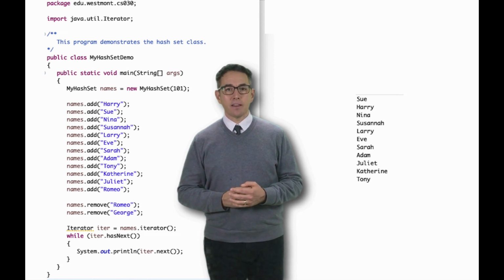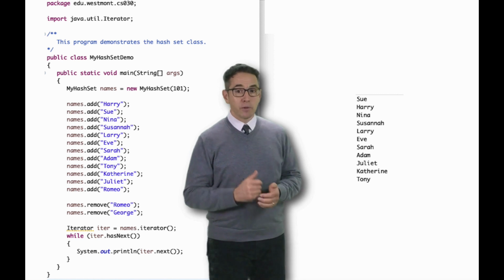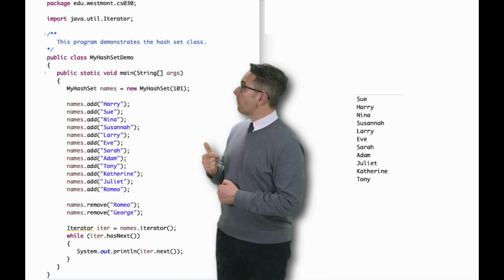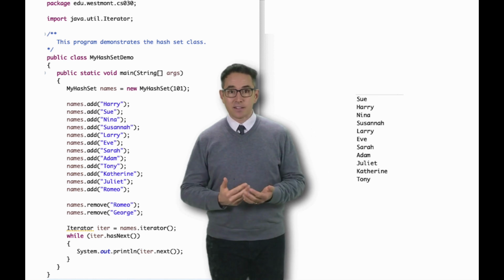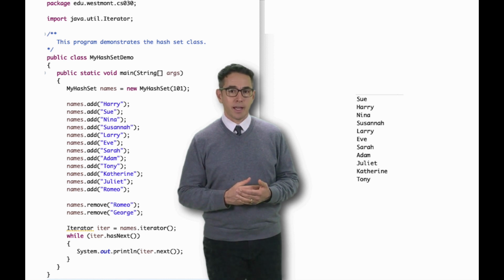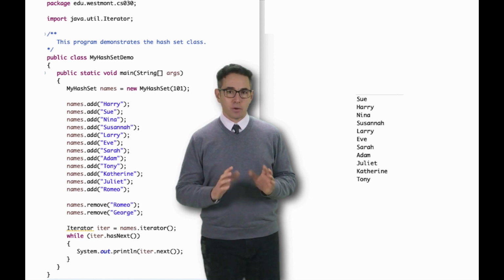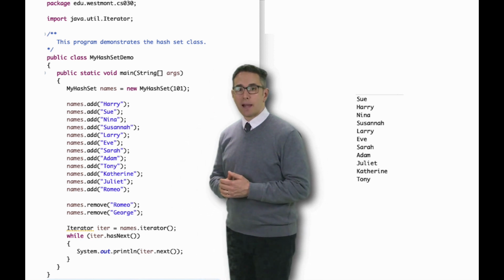Now notice that the first name that we got from our iterator was Sue. But if you look at your code, the first thing that we put into our set was Harry. So in that sense, our set is keeping track of everything that's in it, but it's not keeping track of the order in which we put it in. Because it's not keeping track of the order, it can be more efficient than a list is. Okay, so that's our motivation. We want to provide this kind of interface for our user who would like to use my HashSet.